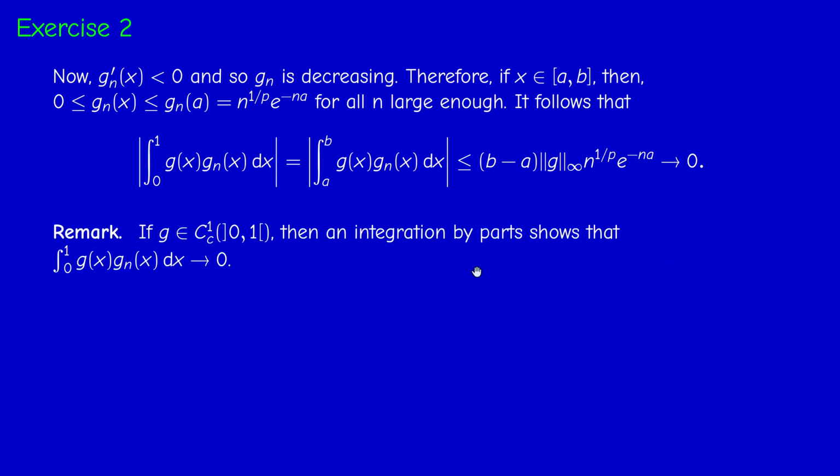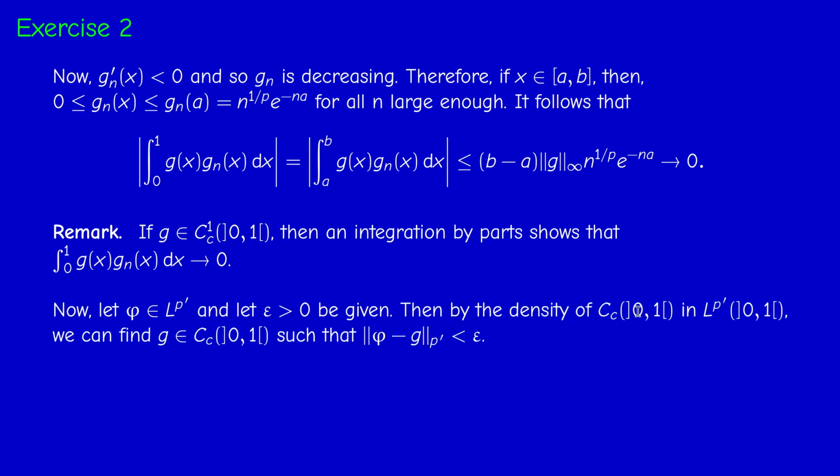Now, if we had taken g to be in C_c^1, then we could have integrated by parts and gotten the same result. It doesn't matter. So now the second part: we take an element in the dual of L^p. It's enough to prove that the integral of phi g_n converges to 0 for every phi in L^p prime, because L^p prime is isometric to the dual of L^p.